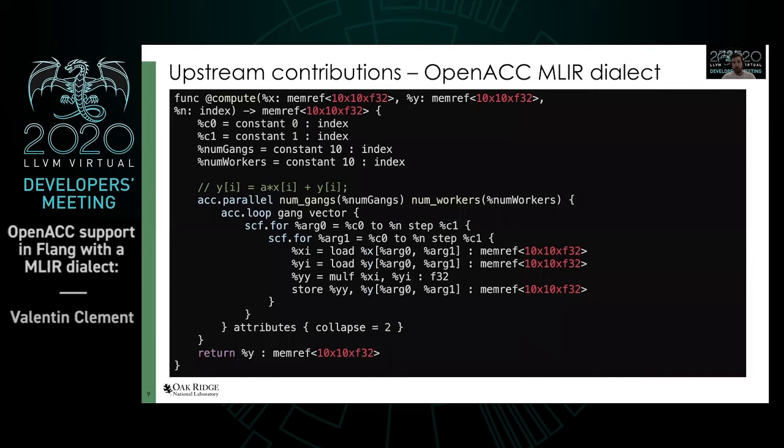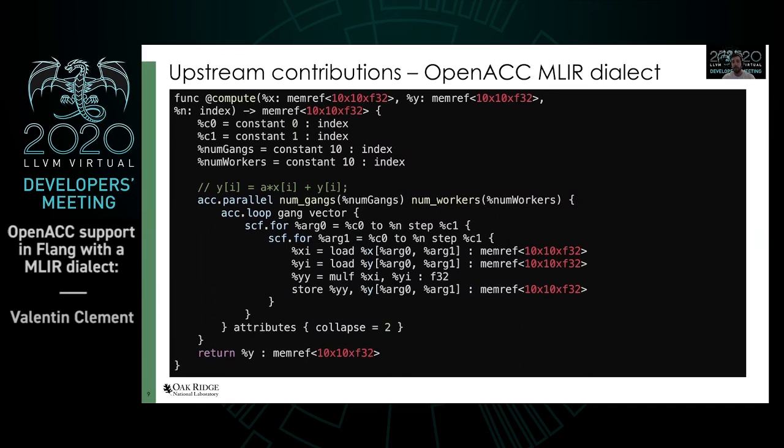We have contributed as well an OpenACC MLIR dialect that is agnostic as much as possible from Flang, and that should interoperate with other core dialects in MLIR. We have already upstreamed a couple of operations, and we are working to have a first set of operations that model the most used OpenACC constructs, and we are currently working on lowering them to have an executable OpenACC program.